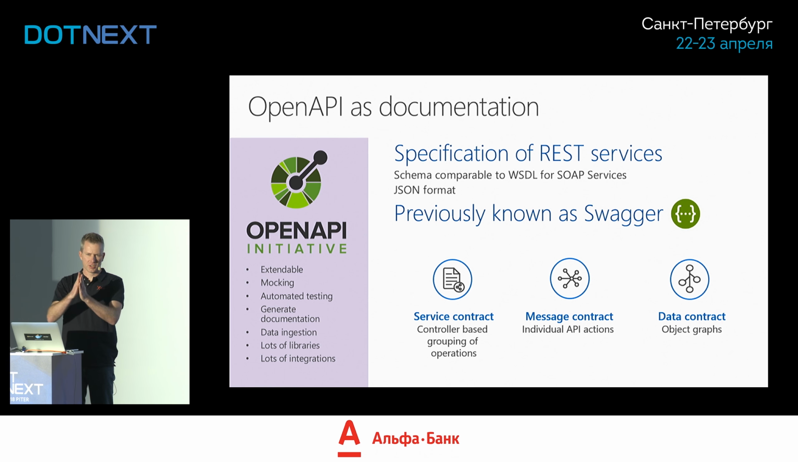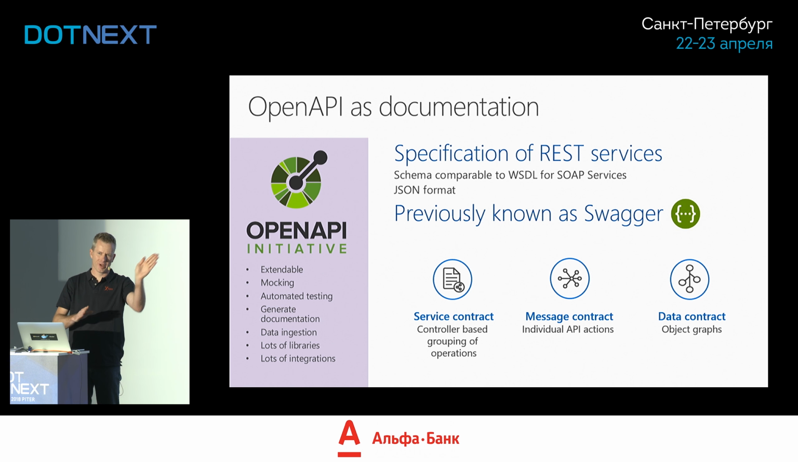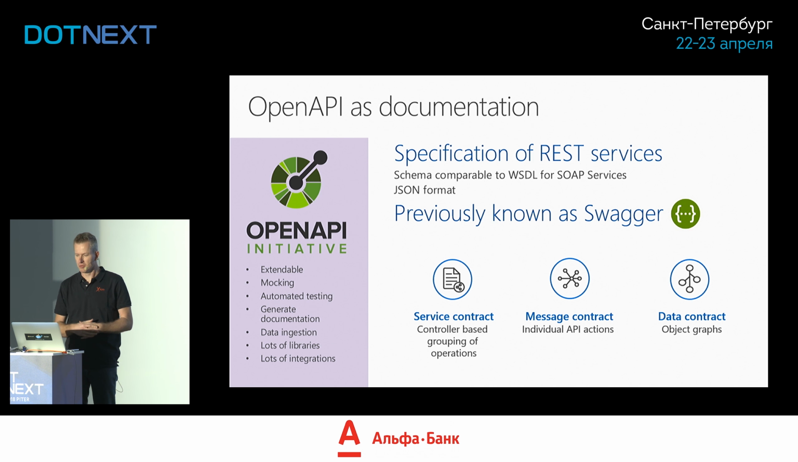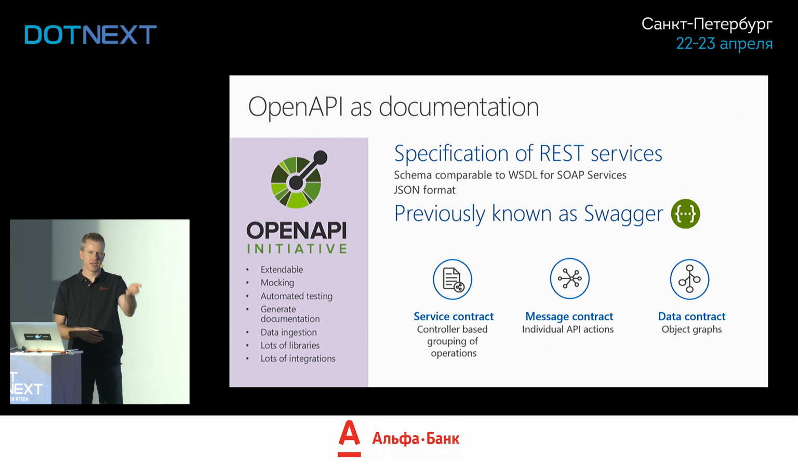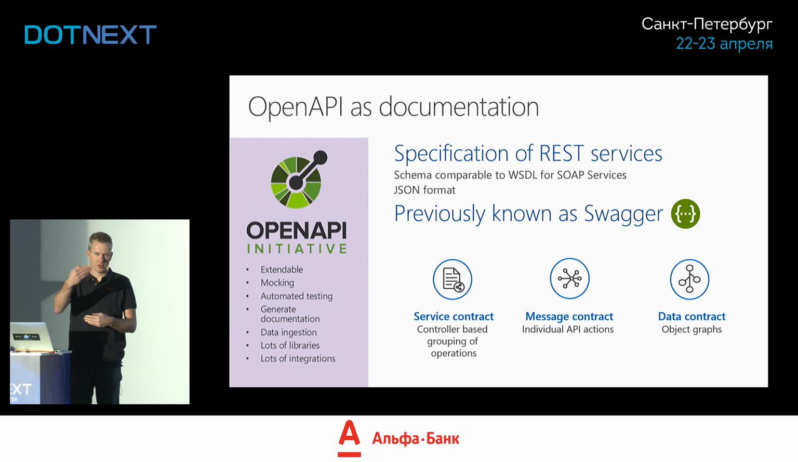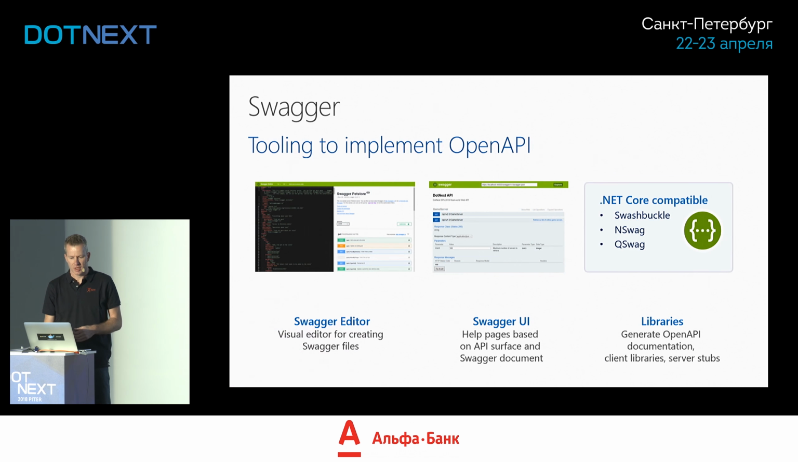Swagger moved on and they split out the tooling part, which is still Swagger, and the contract definition part, which is now called OpenAPI. It's at version 2.0. We're moving into 3.0. And your OpenAPI contract has a service contract, a message contract, a data contract, and even a fault contract of things that can go wrong. This is good if you want to reach out to other consumers and describe your Web API.